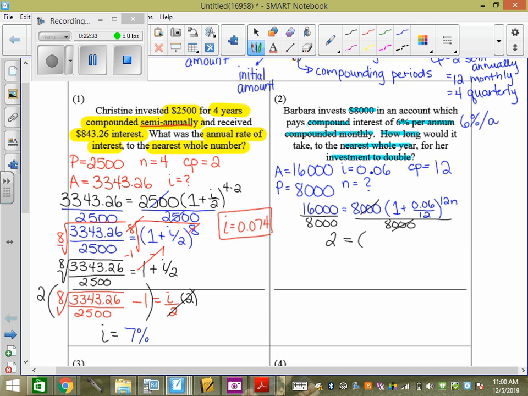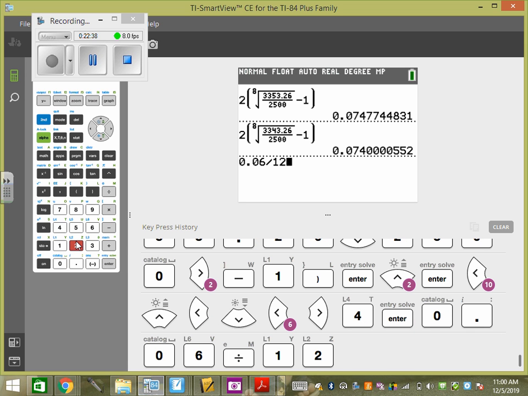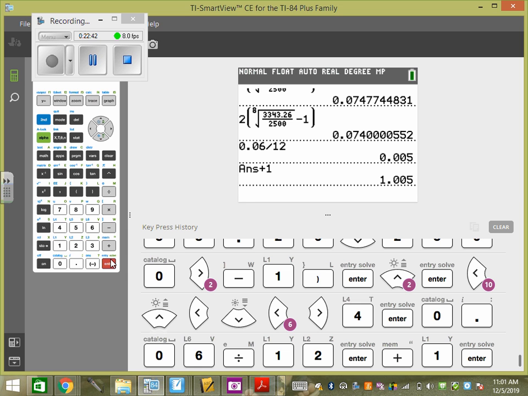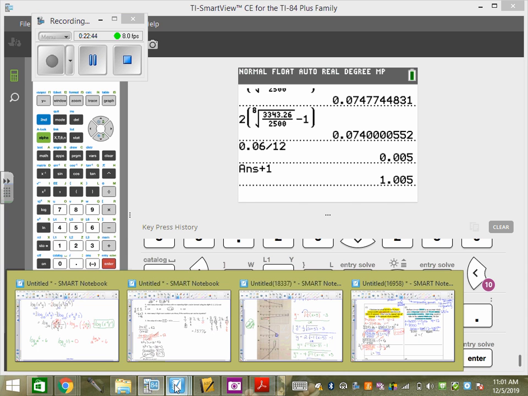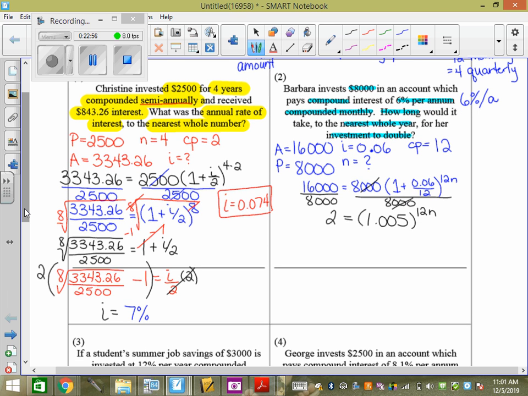what's that? 1.005, so that's what I'm going to put in, to the 12n. Hey, why did we learn logs and exponentials before doing these? At this point, I could y1, y2, could I not? Yep, we will at the end, we'll check it. But what have we learned we can do when we have one exponent? Convert it to a log.